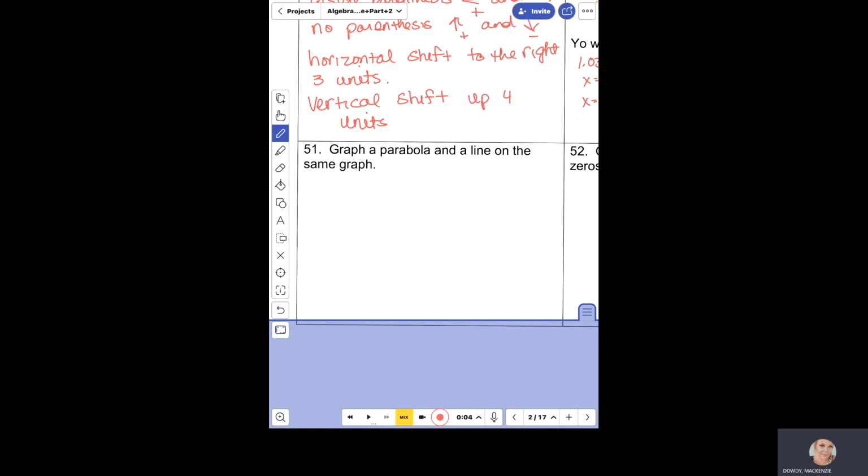All right, so number 51 on the workspace says graph a parabola and a line on the same graph. Pretty simple. Draw a graph. Draw a parabola. Draw a straight line. That's all they're asking for. And I have a feeling when we get over to the test questions, they're going to ask us how do you find the solution? So let's go see.